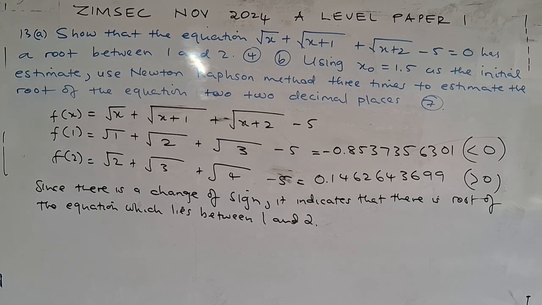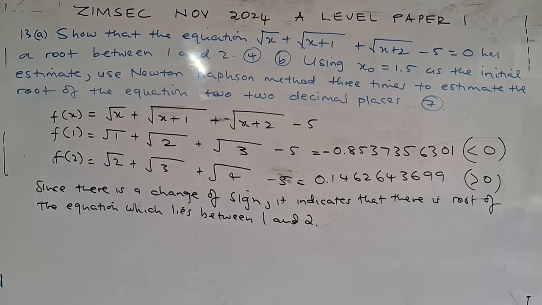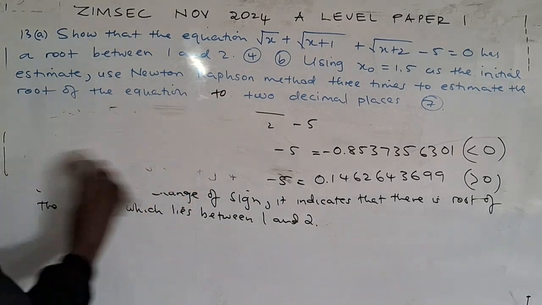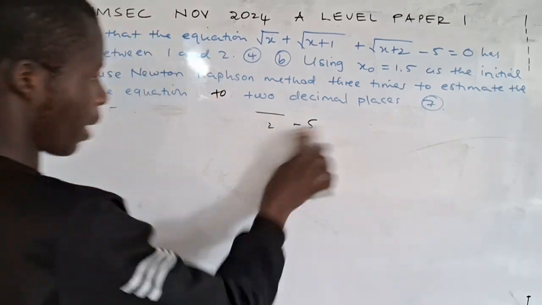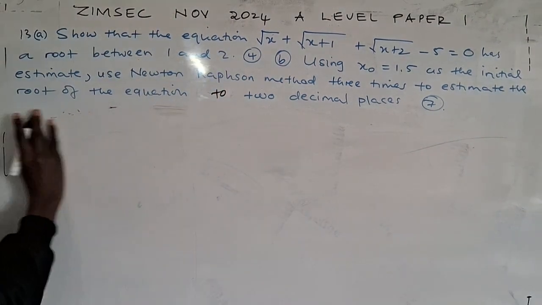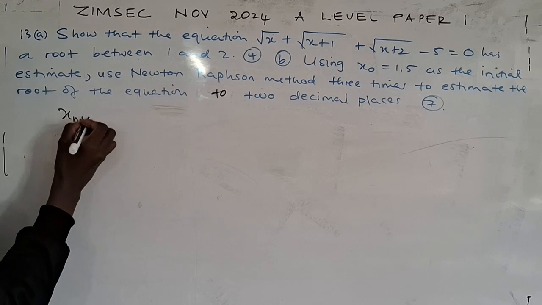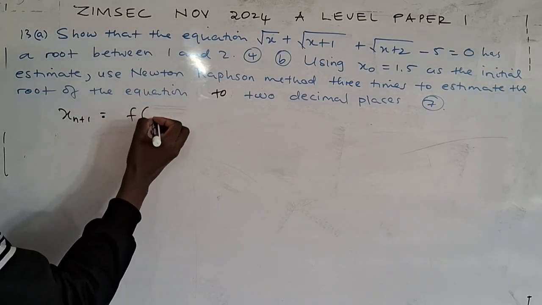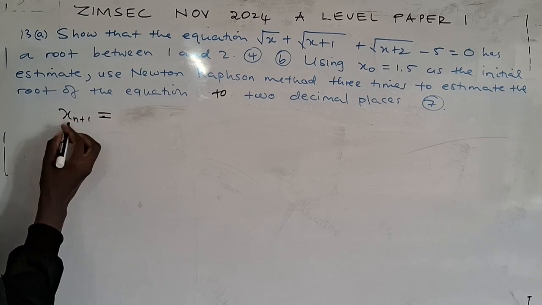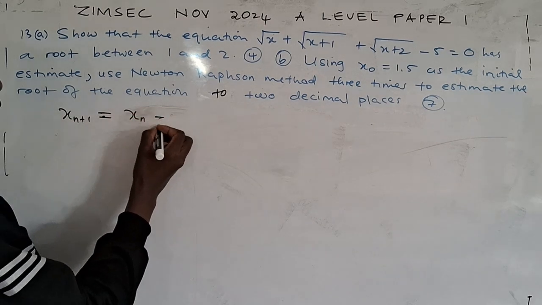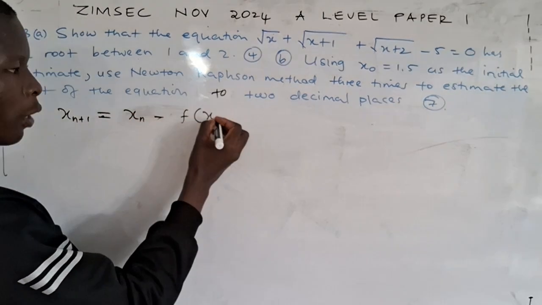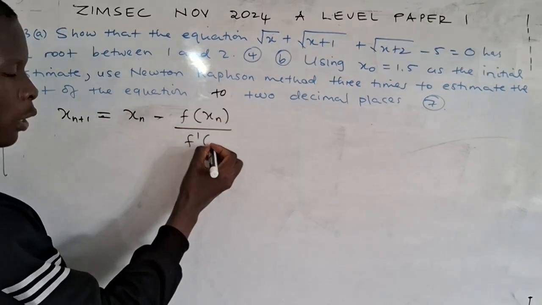Using x0 is equal to 1.5 as the initial estimate, use the Newton-Raphson method 3 times to estimate the root of the equation to 2 decimal places. So what is the formula? The formula is given by x subscript n plus 1 is equal to x subscript n minus f of x n divided by the first derivative of x.